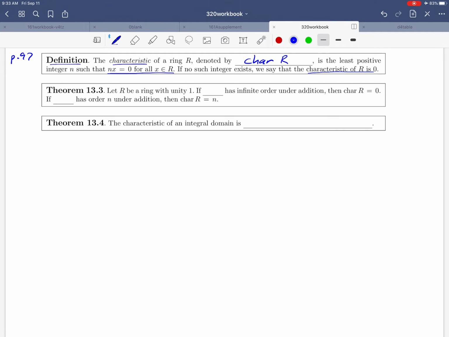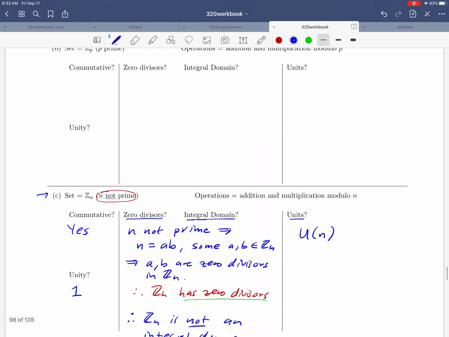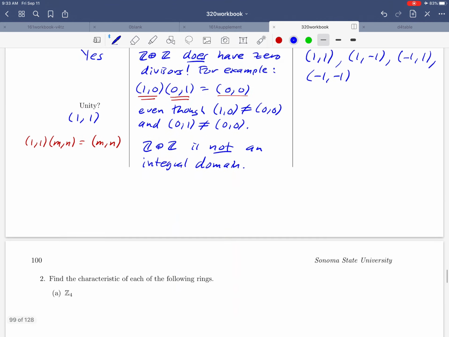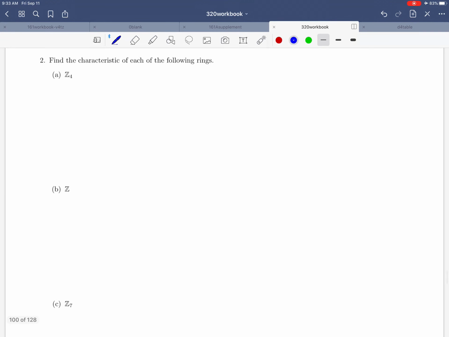So let's page ahead a little bit. We're going to go to page 100, and we're going to see if we can find the characteristic of a couple of rings. In this video, we'll do a couple of these examples together, and then I'll ask you to do the rest for a little bit of practice. The first ring we'd like to look at is Z4. Finding the characteristic of a ring is all about investigating the additive order of our elements.